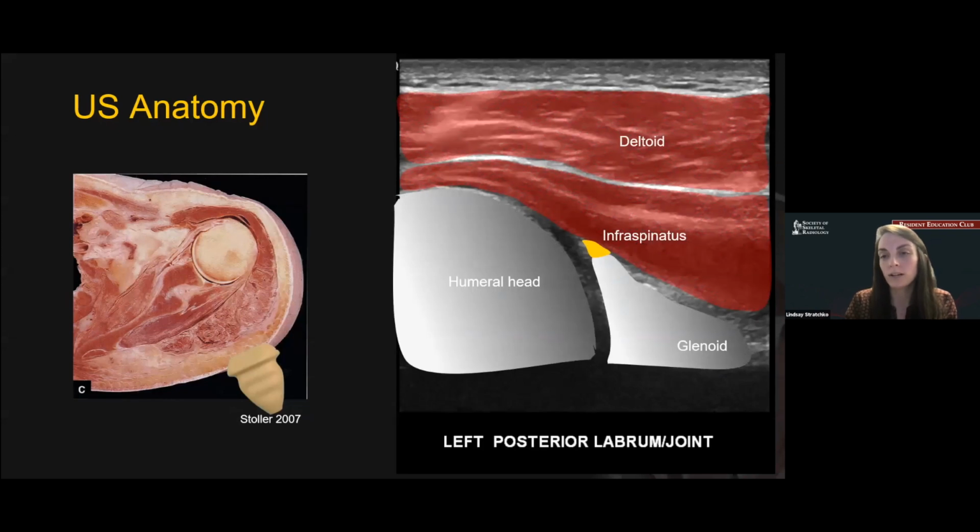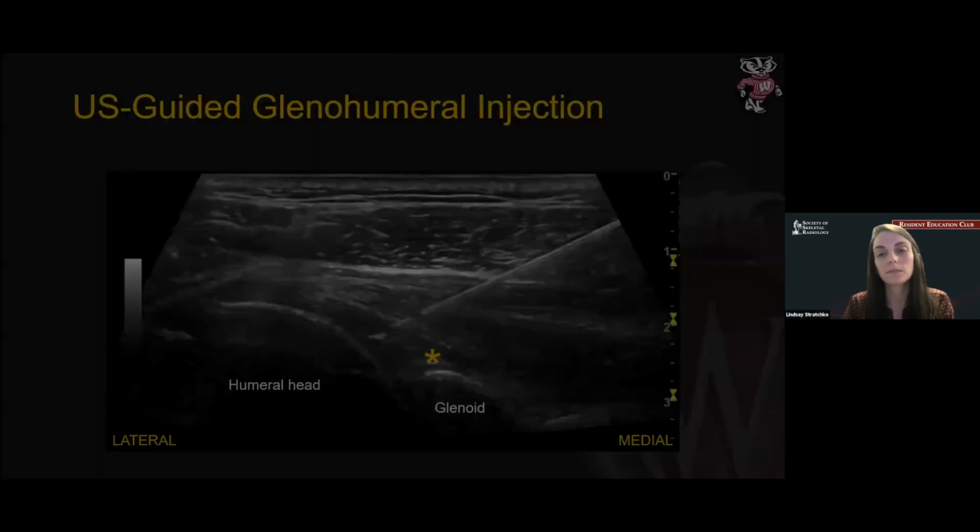Overlaying our anatomy on top of our ultrasound image, you can see the bony landmarks of the humeral head on screen left, the glenoid on screen right, and then superficial to that, the yellow labrum, which is one of the things that we don't want to hit with our needle as we're doing these injections. Then superficial, we have the infraspinatus and then the deltoid, when you're counting those anatomic layers.